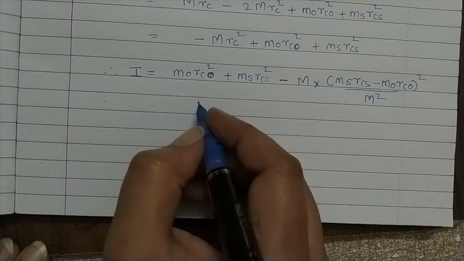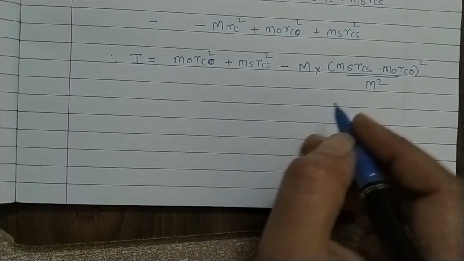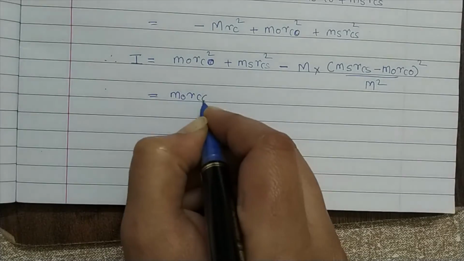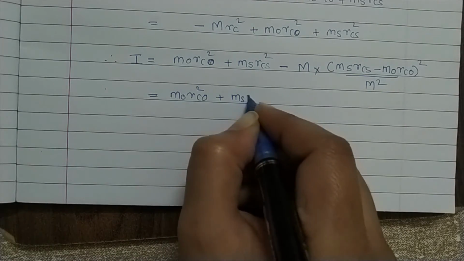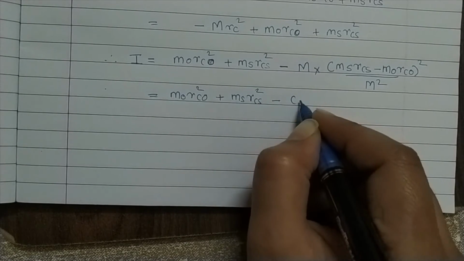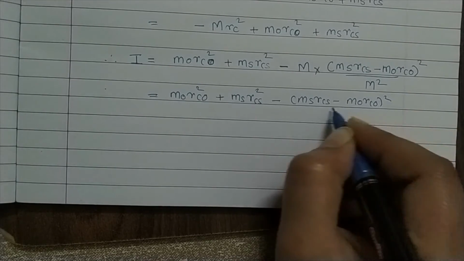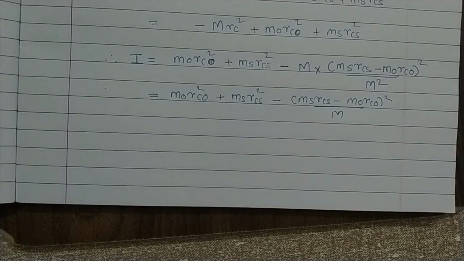Okay. So now this one of the M gets cancelled. What remains is MO RCO square plus MS RCS square minus (MS RCS minus MO RCO) square upon M. Is it clear now? Is it clear to you? So see student, for such type of derivation, what you have to do, you have to watch this video and try to derive this equation in your notebook.